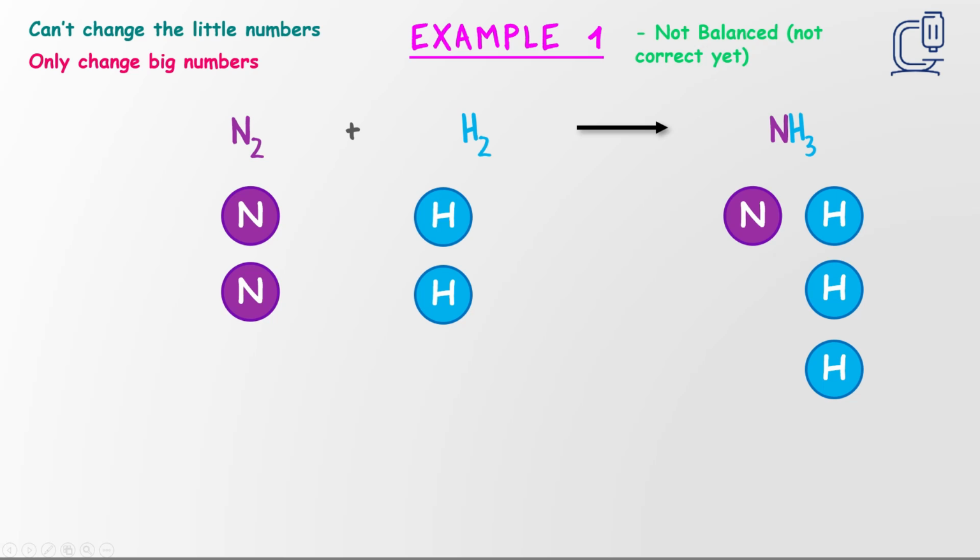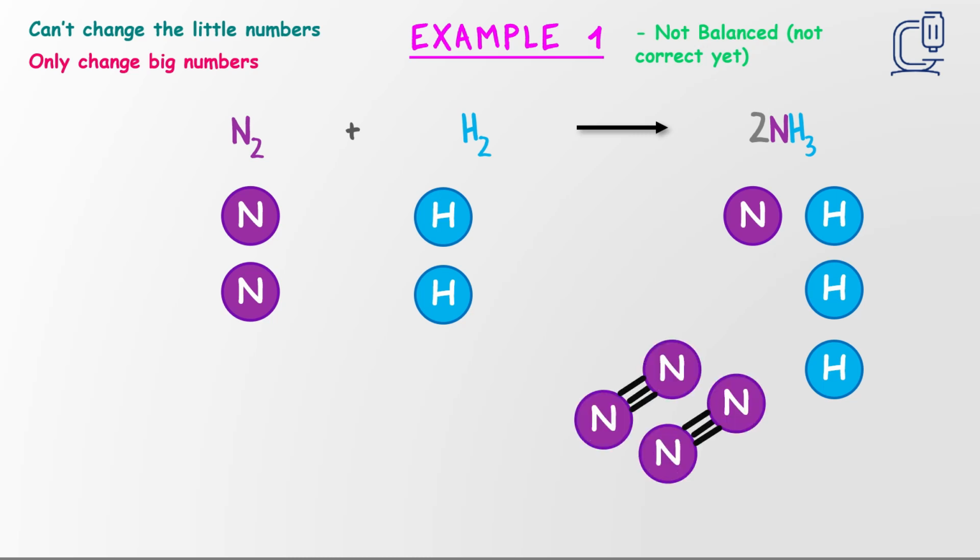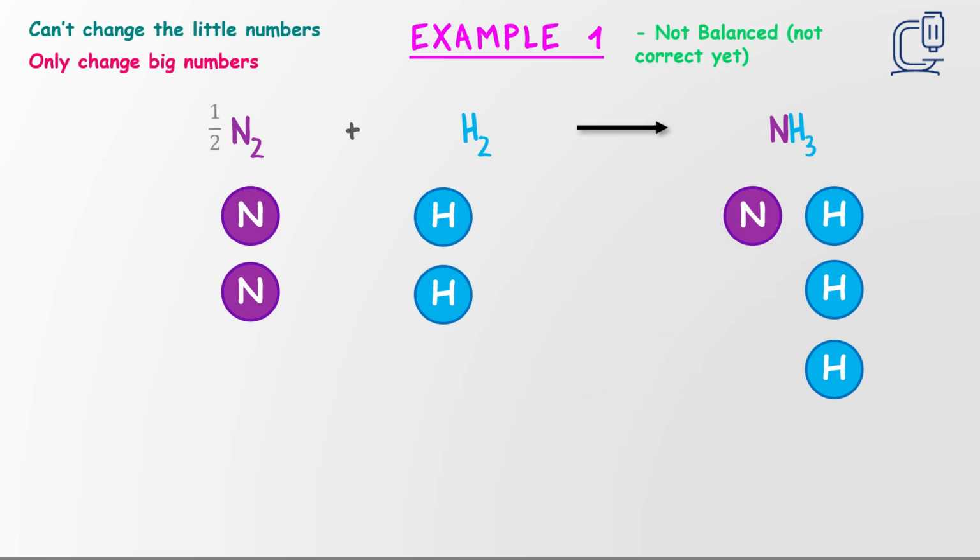So, to increase the number of nitrogen atoms on the right, we would put a 2 in front of the NH3, meaning there are 2 ammonia molecules, giving us 2 nitrogen atoms on the right-hand side. However, we could technically put a half in front of the N2 on the left-hand side, as we only need 1 nitrogen atom on the left-hand side to match the right-hand side. But this is not possible when balancing chemical equations. A rule for these big numbers is that they must be whole numbers.